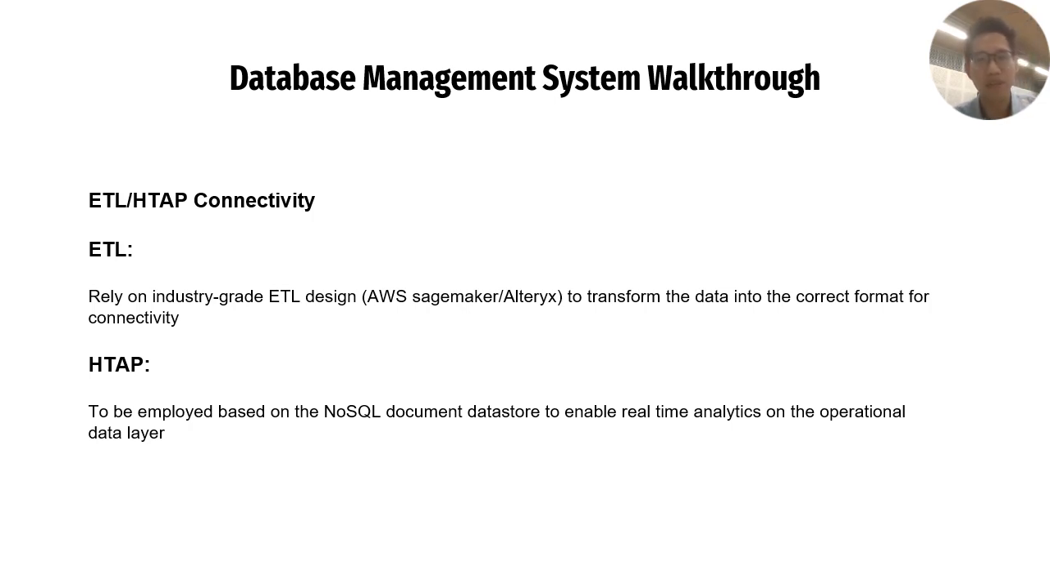So it's also important to understand the connectivity between the different data layers, and here I want to demonstrate two different types, which are the ETL and the HTAP. So we want to rely on ETL, and that's really quick to market. We can employ AWS SageMaker, which runs on Python. This allows a more robust way of taking in the different data structures and types to load the data into the correct form. If you are going for a low-code solution, you can use Alteryx to do that.